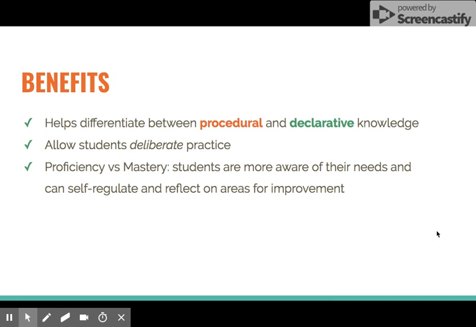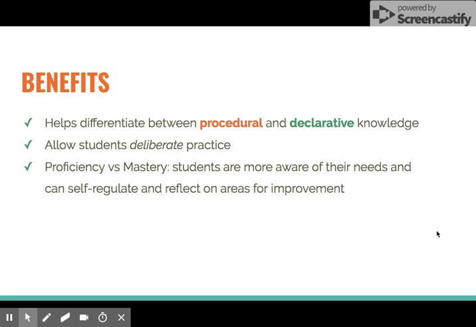The benefits of having strong learning outcomes are not only for students themselves, but also for us teachers. It'll help us differentiate between procedural and declarative knowledge. That goes hand in hand with our conversation about proficiency versus mastery. In my mind, procedural knowledge is more so proficiency, and declarative knowledge is more so mastery, right? If a student is able to regurgitate what you are teaching, I feel like that's proficiency. But if they're able to have declarative knowledge, I think in my mind, that's more so mastery.